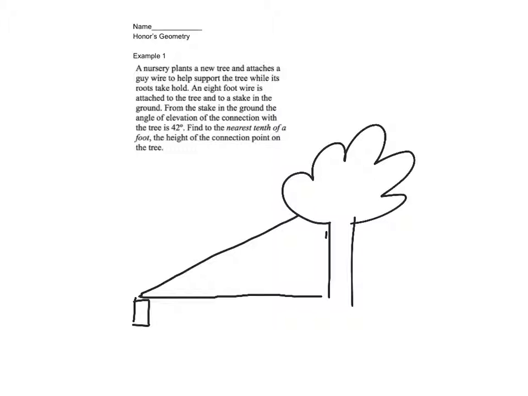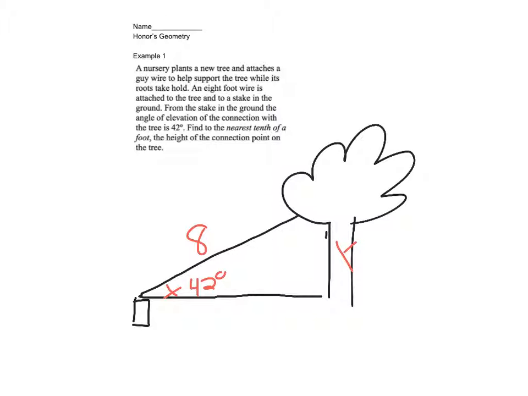So the angle of elevation is 42 degrees. The angle of elevation is always the one made with the ground. So the angle of elevation is the one down here. We know that's 42 degrees. We know that an 8-foot wire is attached, so we know this is 8. So it says, find to the nearest tenth the height of the connection point on the tree. So x is over here.